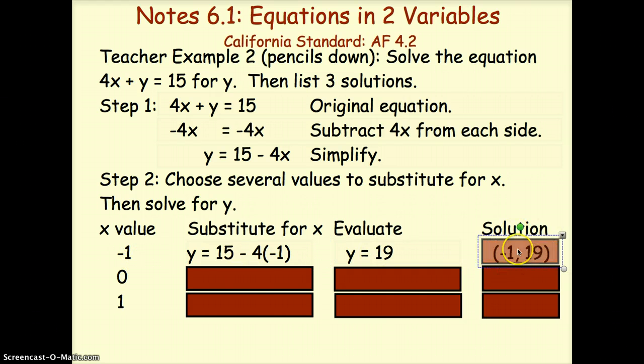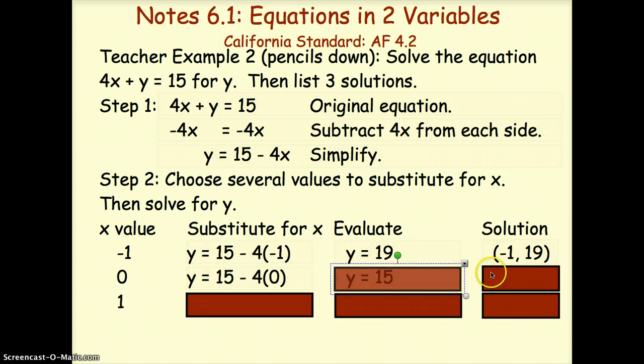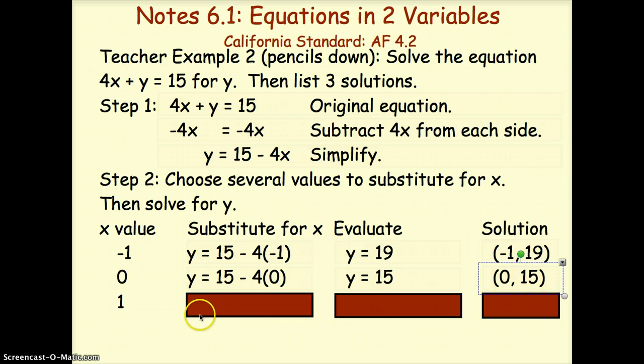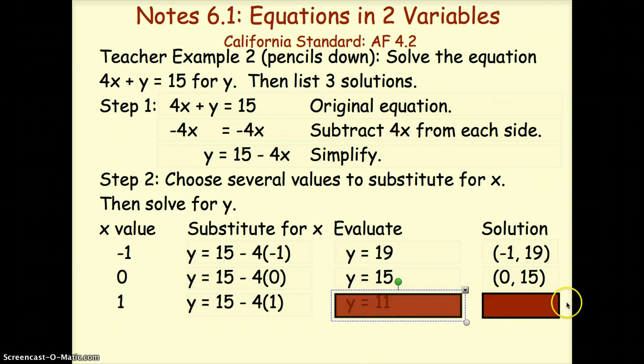So my solution is written as an ordered pair. When I use 0, of course, I love using 0 because it makes it nice and easy. 15 minus 0, of course, is 15. So my ordered pair is 0, 15. And when I use 1, 4 times 1 is 4, 15 minus 4 is 11. So my ordered pair is 1, 11.